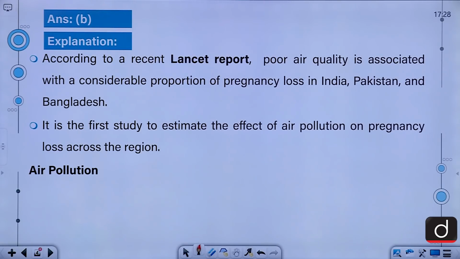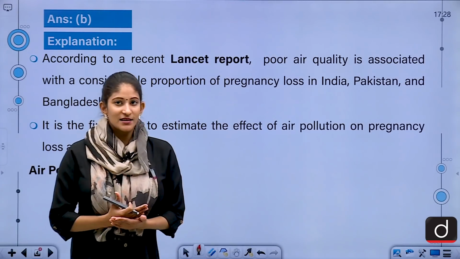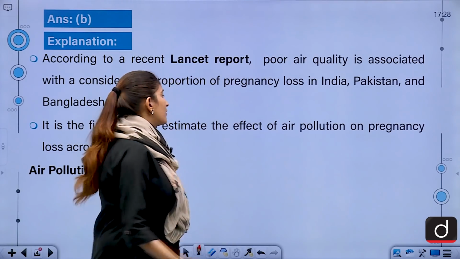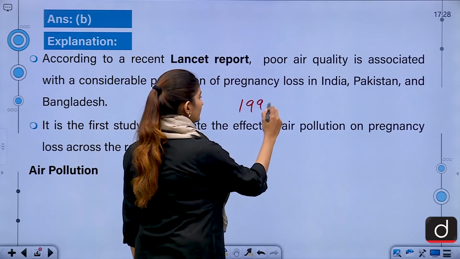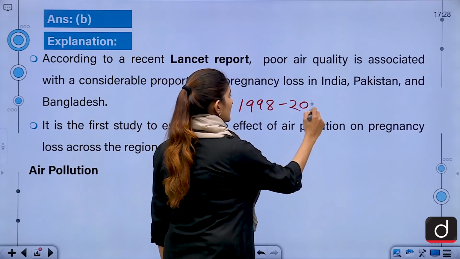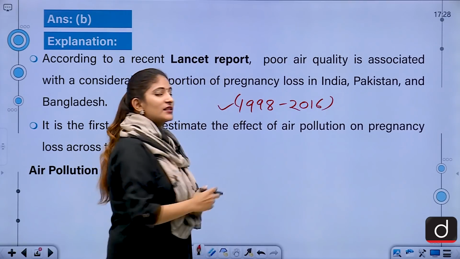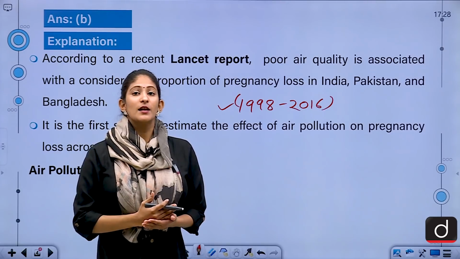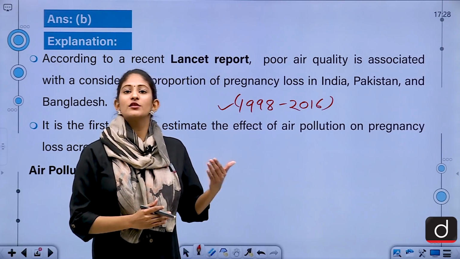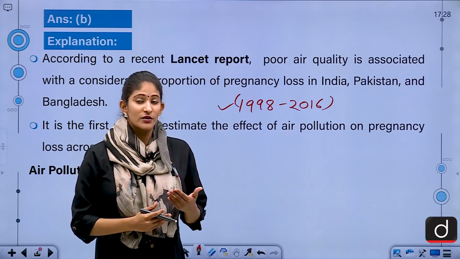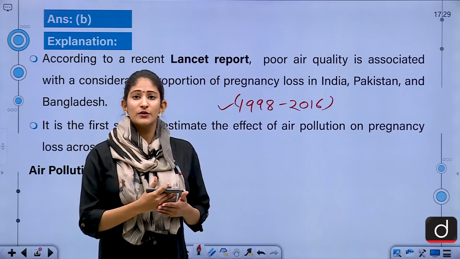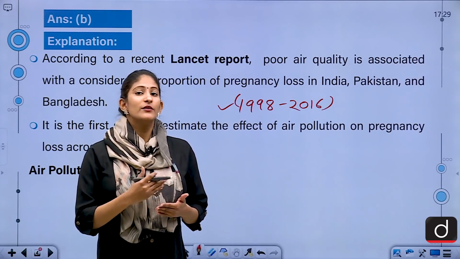of pregnancy loss in India, Pakistan and Bangladesh. And the data, if we talk about which data has it used, it has used the data on Household Health Survey from the year 1998 to 2016. And it has worked the data in tandem with the satellite and atmospheric models output, and reached a conclusion that the biggest brunt of miscarriages due to air pollution has been borne by the rural women.